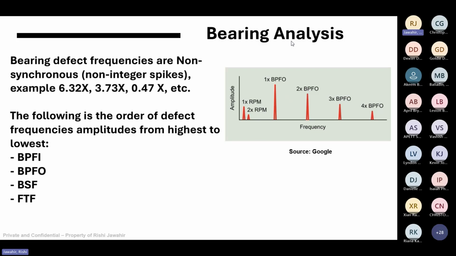There's a reason why I put it in this hierarchy: the ball pass frequency of the inner race is the highest frequency of the four, so typically it will be in a higher range than the others. BPFO is second, the ball spin is third, and the train, the last one, is a sub-synchronous frequency, right? So if you're seeing a frequency which is less than 1x, and it's a non-integer, it could typically be a train frequency happening there, right?